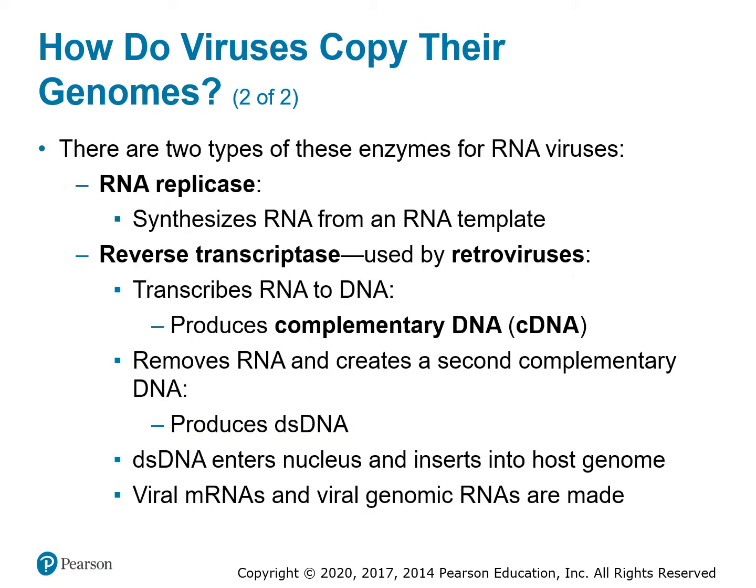RNA replicase is one of the enzymes that RNA viruses use, and it makes RNA from a template of RNA. And then you also have reverse transcriptase, which is used by retroviruses like HIV. So it basically makes RNA into DNA, making what's known as complementary DNA or cDNA, and then it takes off the RNA from this copy and it creates the complement to that DNA. So it starts as RNA, it makes cDNA, and then it makes double-stranded DNA, which is dsDNA. Once it's there, then it enters your genome, so that's when it goes into your DNA and it becomes a part of it.